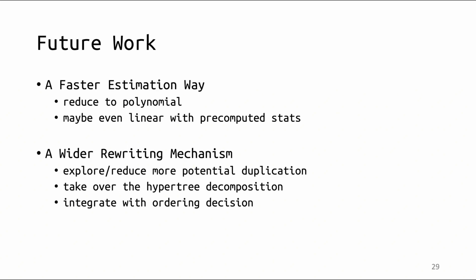For future work, we're exploring faster cost estimation methods, ideally polynomial time, maybe even linear with pre-computed statistics. We're also looking into wider rewriting mechanisms that could explore and reduce more potential duplication or even take over the responsibility of hypertree decompositions. Further, we hope that the rewriting technique can be more closely tied to the cost of other components in the optimizer.